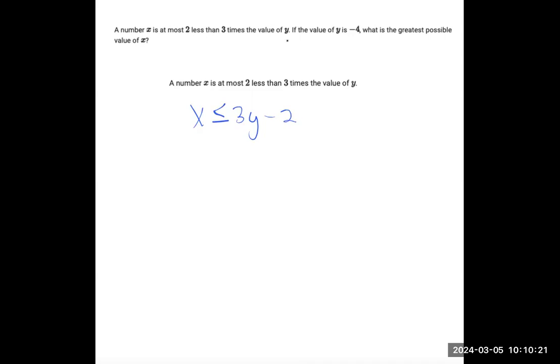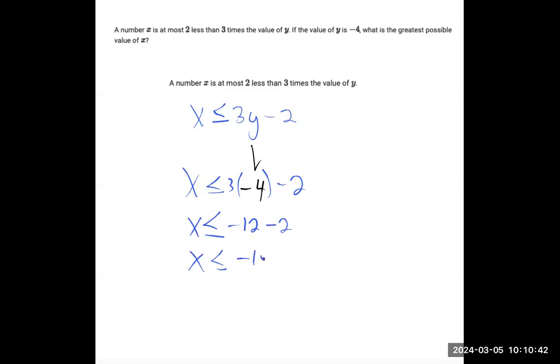Next, we're seeing that the value of y is -4. So we'll put -4 right there. x less than or equal to 3 times -4 minus 2. So we substituted in the number they gave us. Now we'll just start calculating. 3 times -4 is -12 minus 2 gives us -14. And x is less than or equal to -14.